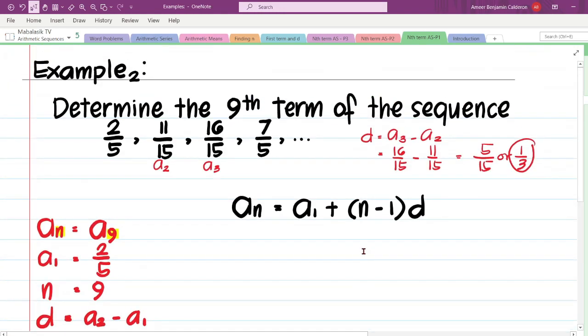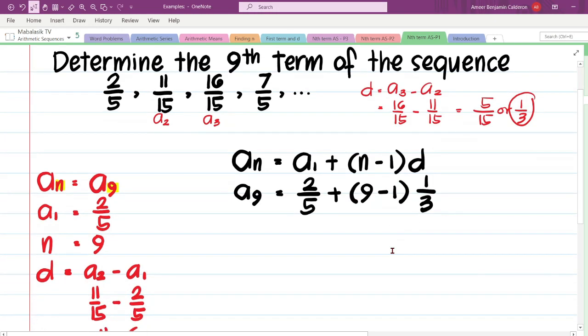After identifying all these, just plug in our formula. So we will have a sub 9 is equal to 2 over 5 plus the quantity of 9 minus 1 times 1/3. Simplifying further, we will have 2 over 5 plus 9 minus 1 is 8 times 1/3. So that's 8 over 3.